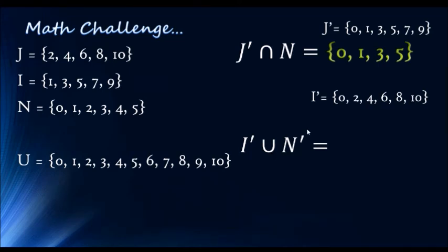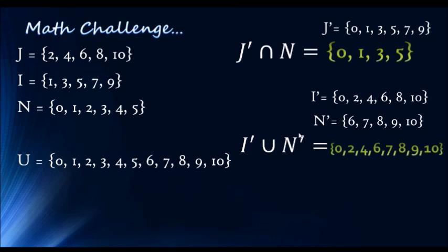Next, let's find out N complement. So what are the elements here in the universal set that are not found in set N? Very good. We have 6, 7, 8, 9, and 10. Since we already determined the I complement and N complement, let's try to find out their union. Okay, so very good. So we have here 0, 2, 4, 6, 7, 8, 9, 10.